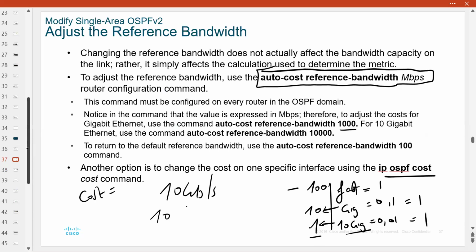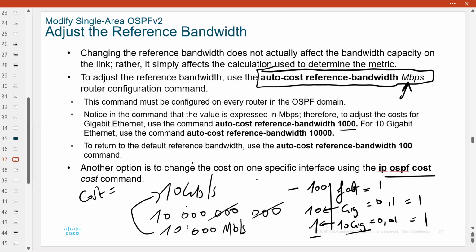So in megabytes, we have 10,000 megabytes per second. This is equal to 10 gigabytes per second. So if we want to change our reference bandwidth to 10 gigabytes, we use 10,000 megabytes per second, and you come and change your auto-cost reference-bandwidth there. That is how you manipulate the cost. That is one way of manipulating it.